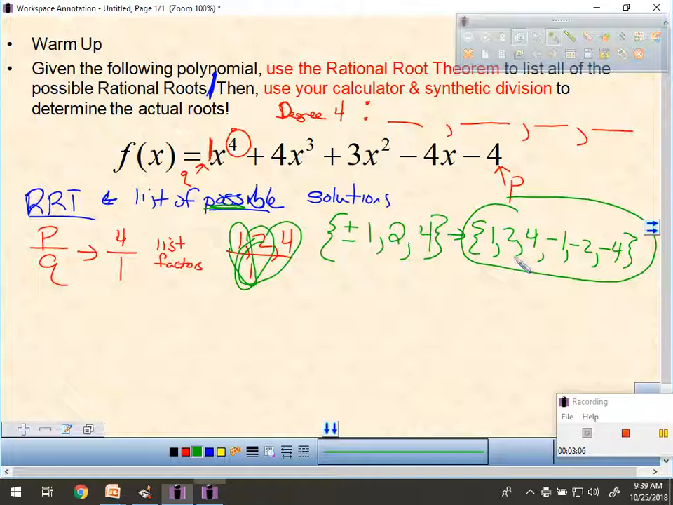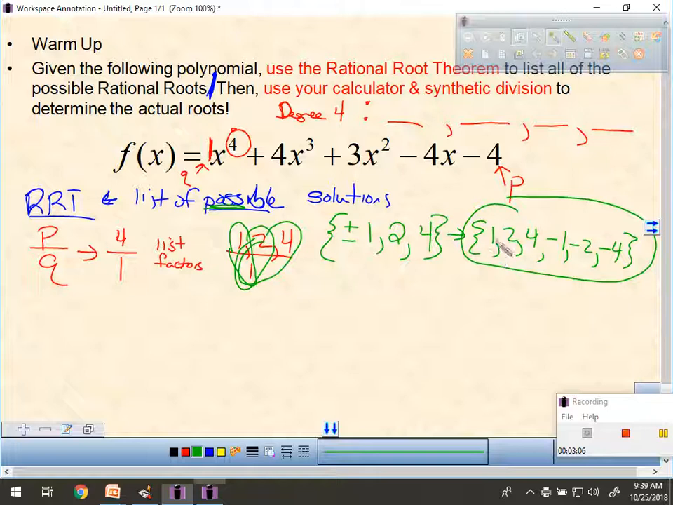The reason I say rational, and why it's called the rational root theorem, is because this list does not take into account irrational numbers or imaginary numbers. So of those 4 answers, guys, I have no idea if they're all real, or if some of them are imaginary, or some of them are rational or irrational, but this is just a list of possible rational zeros.